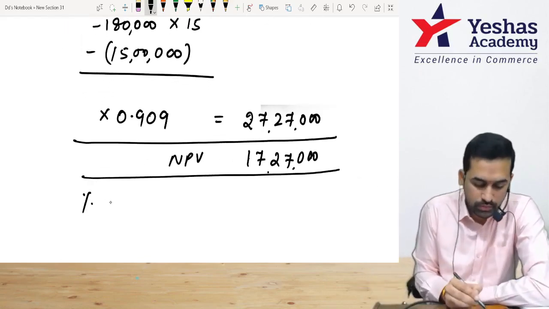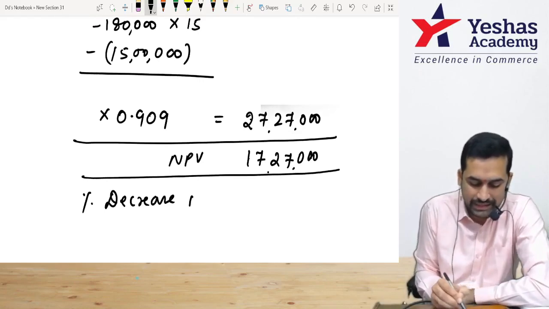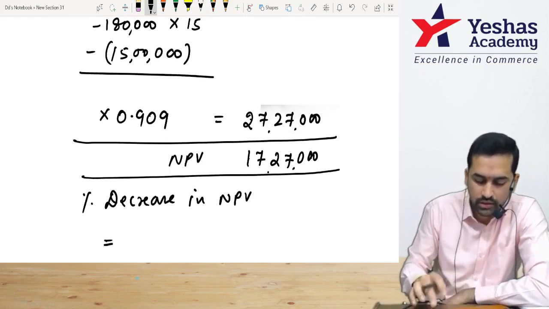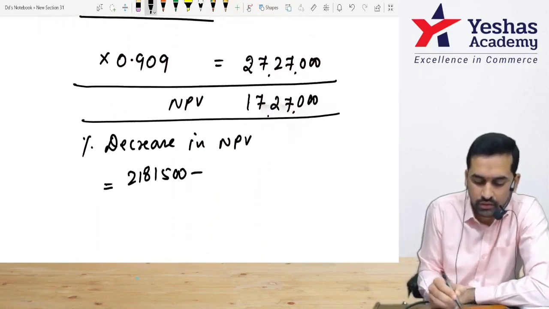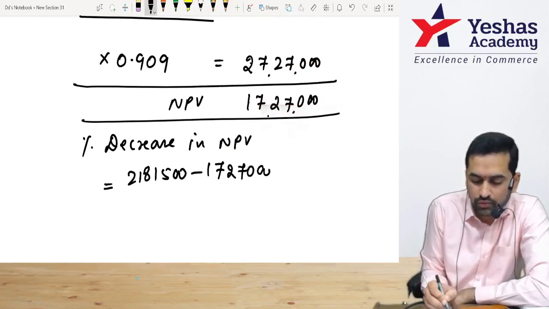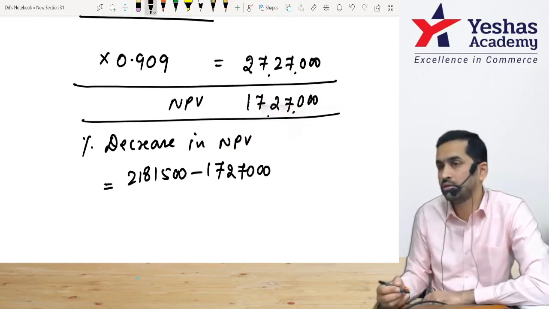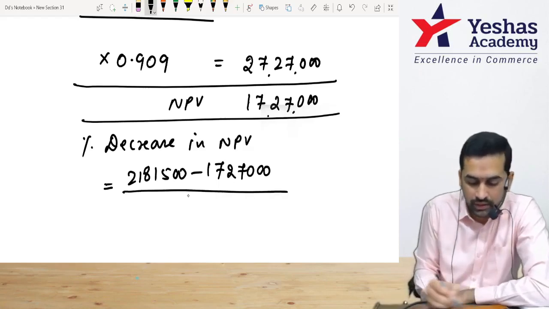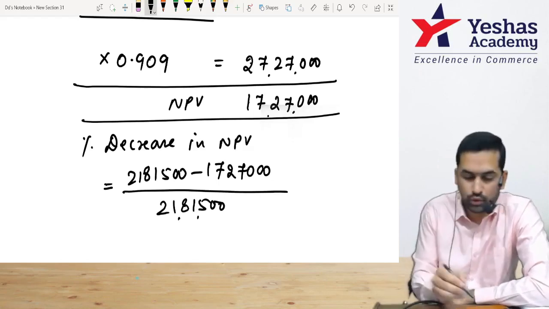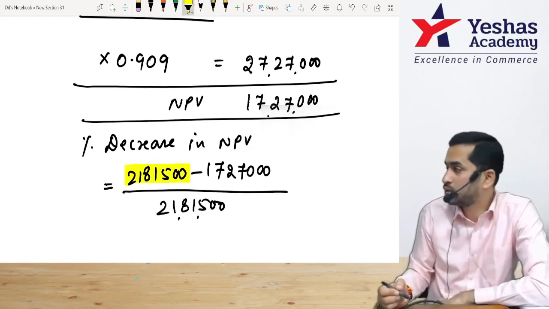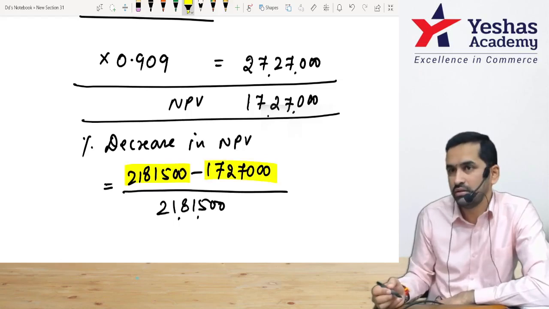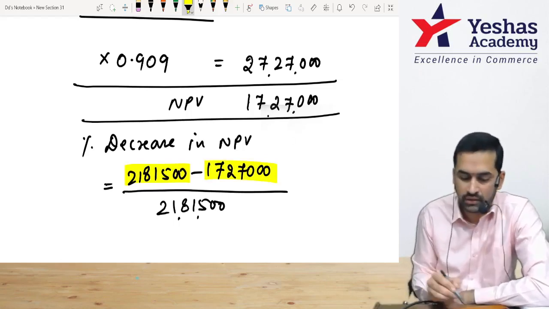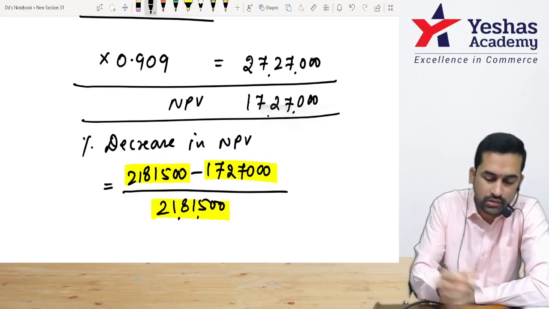You have to now show percentage decrease in NPV. Understand this. Your original NPV was 2181,500. From there, it has now come down to 1727,000 divided by your base number or starting point. Correct? You were here, 2181,500, but now you are here. So the numerator will give you the amount of decrease. Always divide by the starting point into 100.